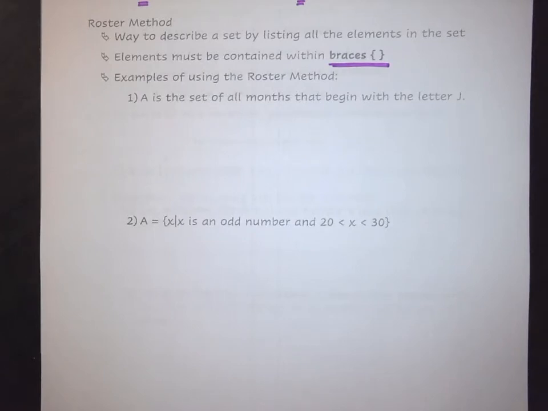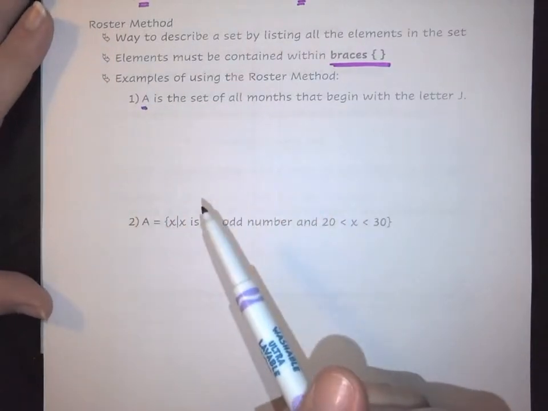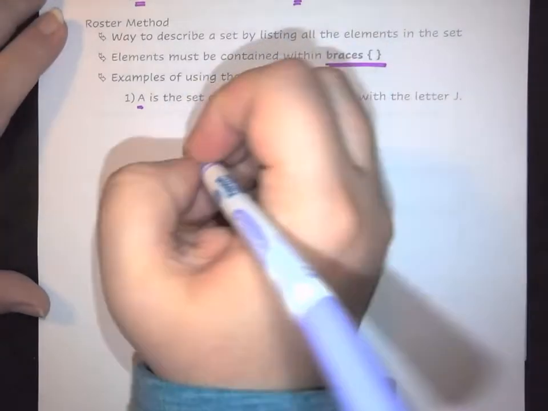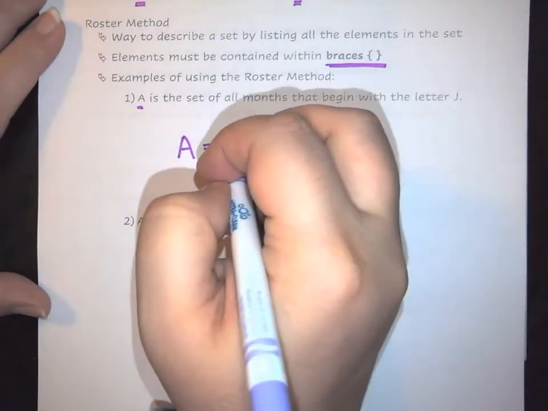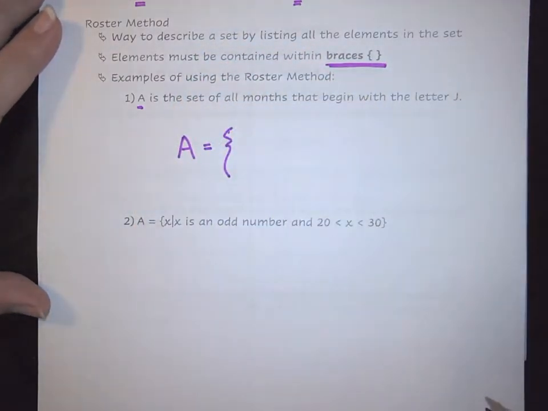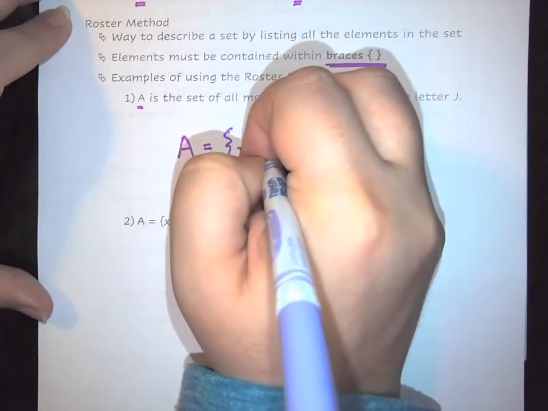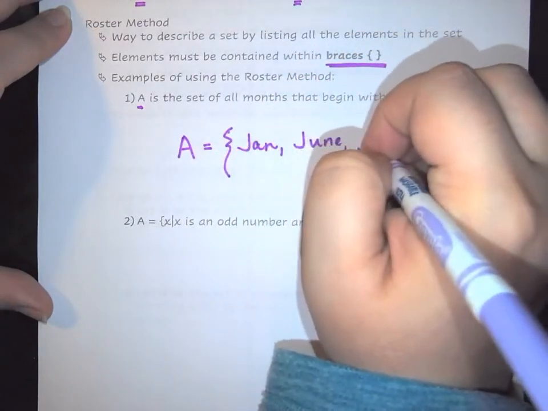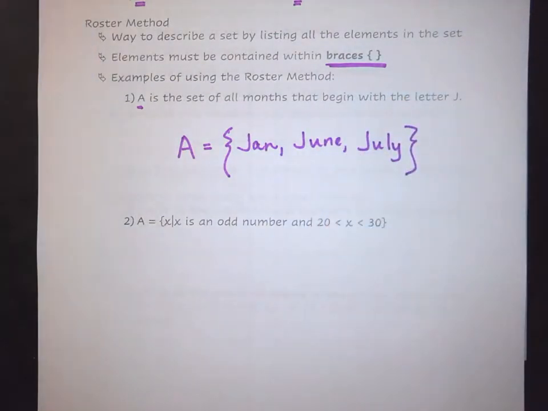Okay, so let's say I want A, notice it's a capital, and I want it to be the set of all months that begin with the letter J. So in order to write a set, you would start by saying, okay, my capital A, open your brace with a squiggly line, and then you're going to write in your months. Well, we know that we have January, we've got June, and July. Then you need to close with another brace or a squiggly line. Okay.